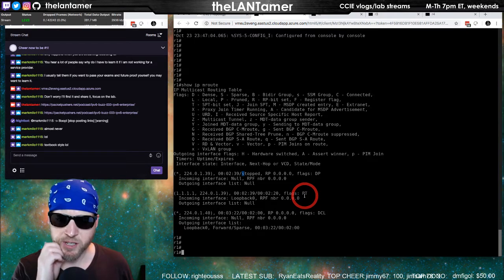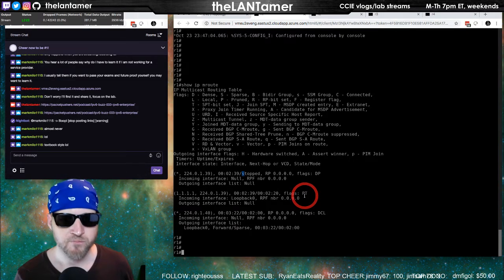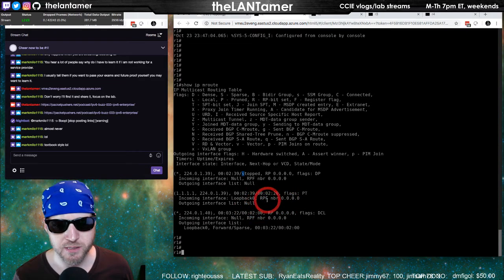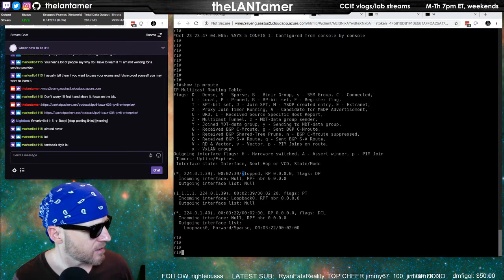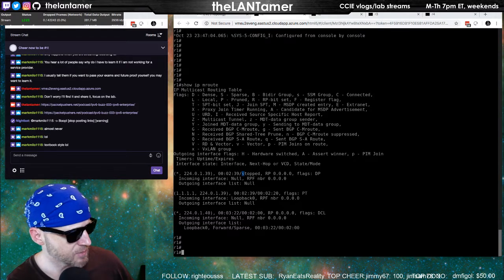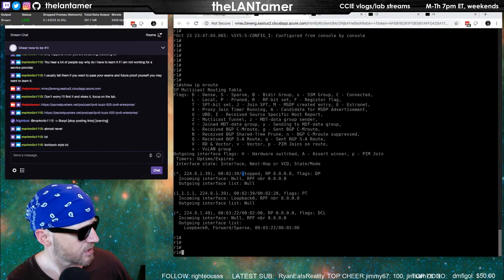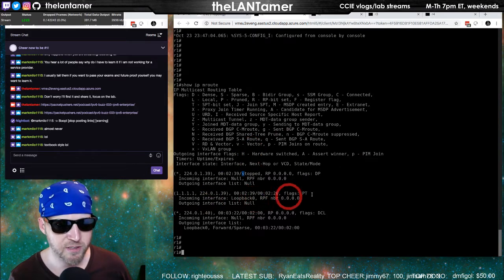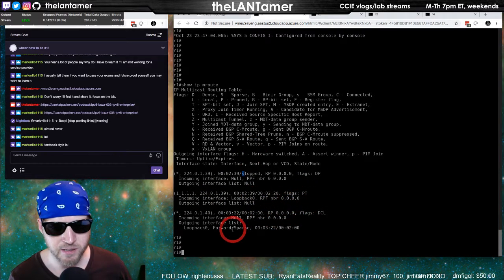Outgoing is null because we have no, why do we have none? It doesn't show any outgoing interfaces, but R1 is now flooding its RP announcement packets on its interfaces. Okay. Maybe this doesn't congeal until we actually get a mapping agent running.